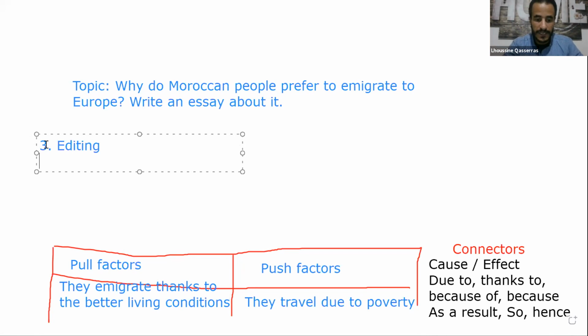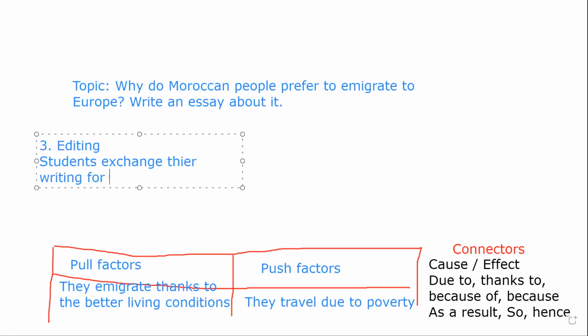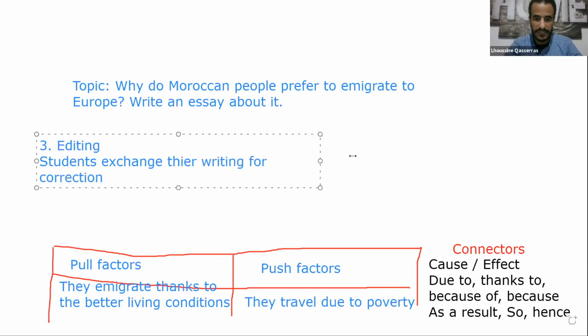So here, students exchange their writing for correction. They have to correct each other. You see?